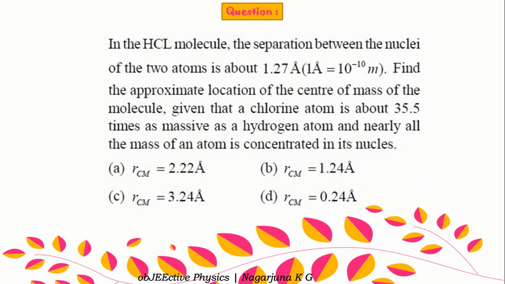Next question. In the HCl molecule, the separation between the nuclei of the two atoms is about 1.27 angstroms. 1 angstrom is equal to 10 power minus 10 meter. Find the approximate location of the center of mass of the molecule, given that a chlorine atom is about 35.5 times as massive as a hydrogen atom and nearly all the mass of an atom is concentrated in its nucleus.